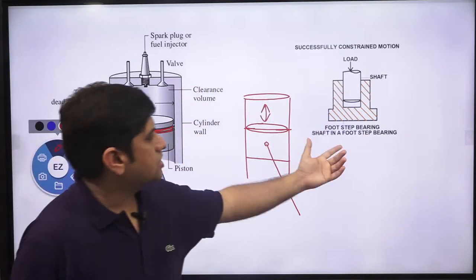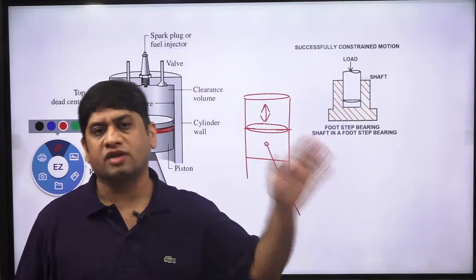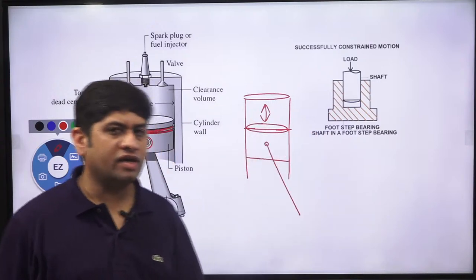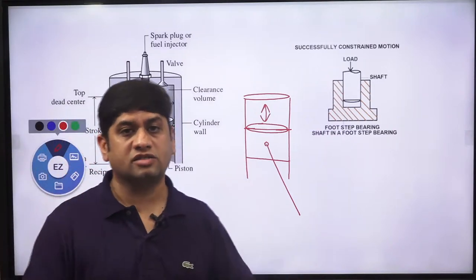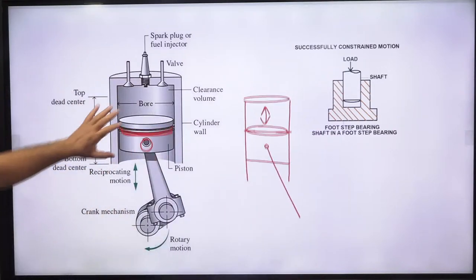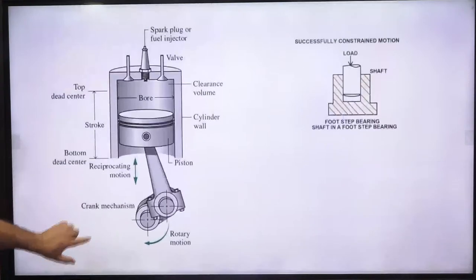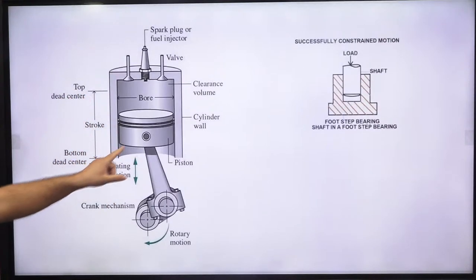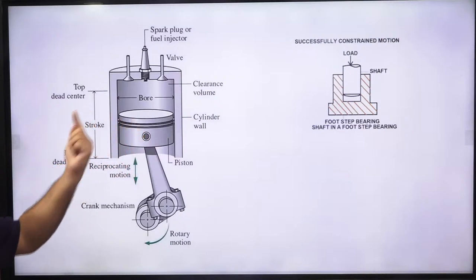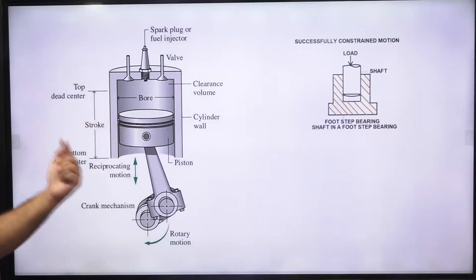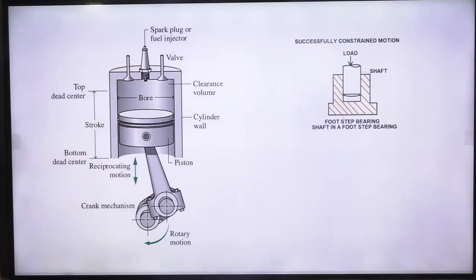Similarly, if you see the footstep bearings, that is also an example of successfully constrained motion. So you should be very, very clear which is completely constrained, incompletely constrained, and successfully constrained motion. So this particular part is the successfully constrained motion. And if we ask how it is successfully constrained motion, the answer is this Gudgeon pin. It is not going to let it rotate. Because of the Gudgeon pin, it cannot rotate. It can only translate. That is the meaning of it.